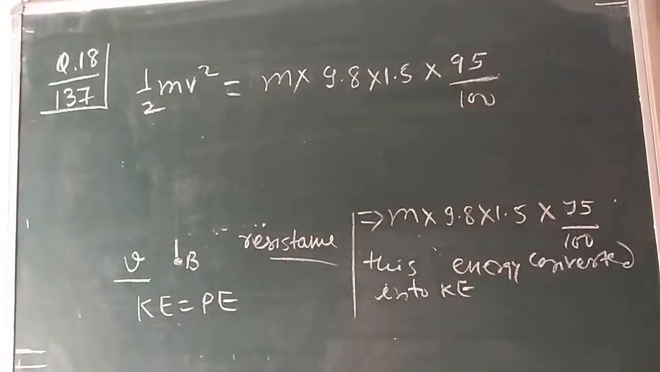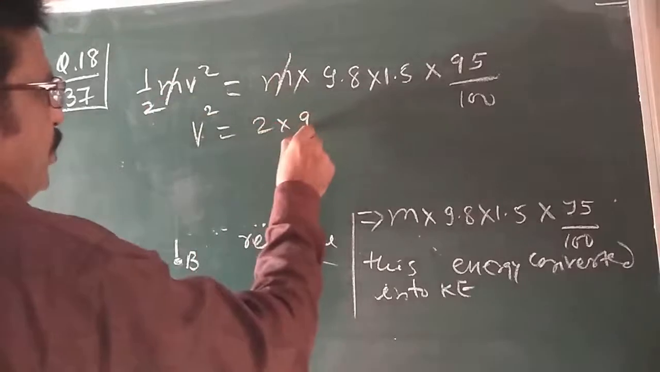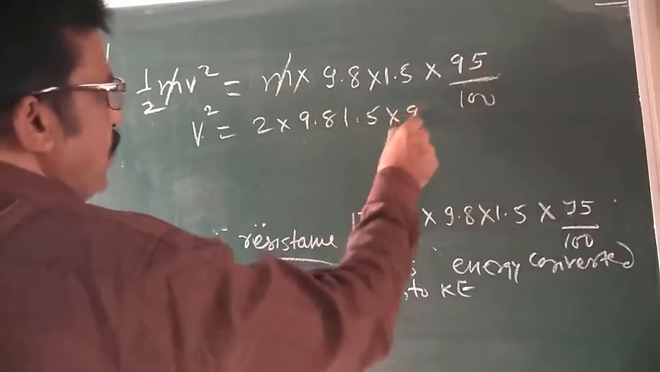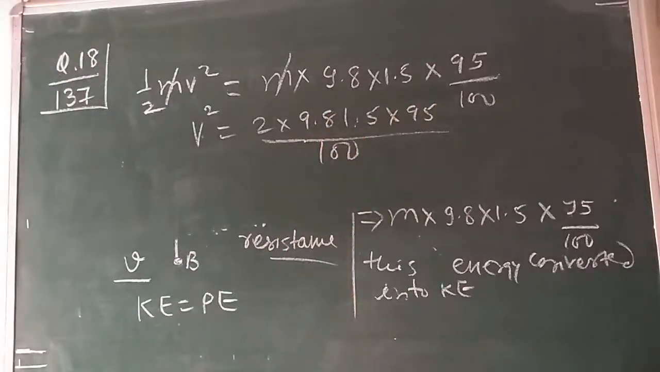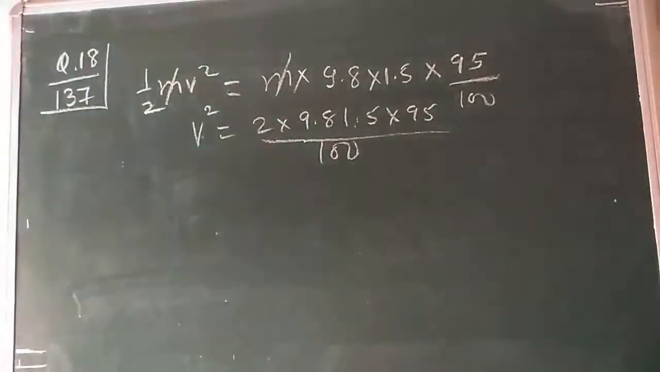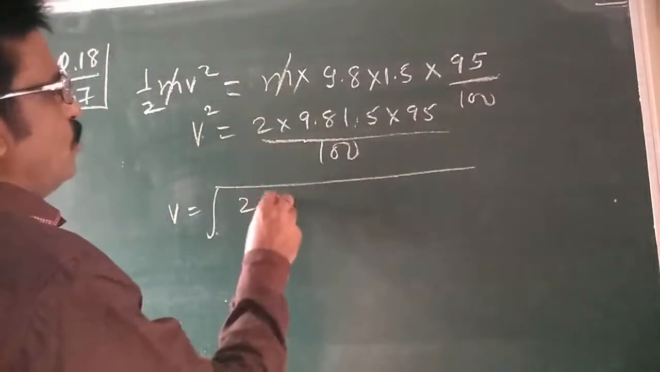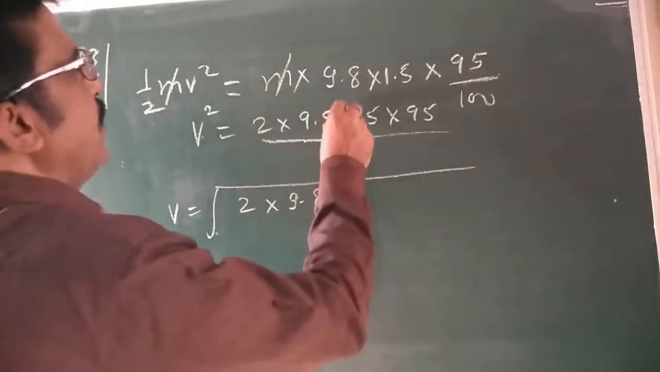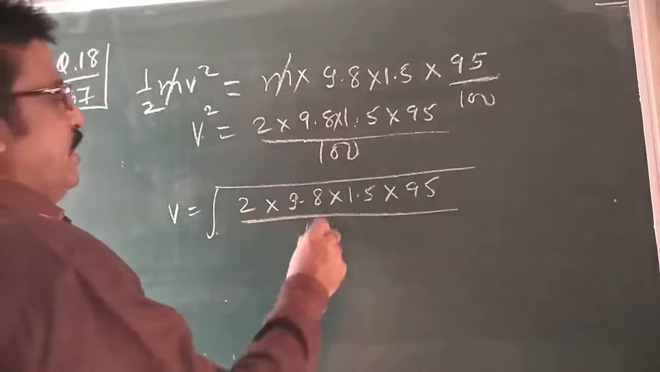Solve it. Solution is also important here. How much time are you taking to solve this simple numerical? V square is equal to 2 into 9.8 into 1.5 into 95 divided by 100. Multiplication is also important. Then you have to take root. Also you know how you can take under root. That is V is equal to under root of 2 into 9.8 into 1.5 into 95 divided by 100.